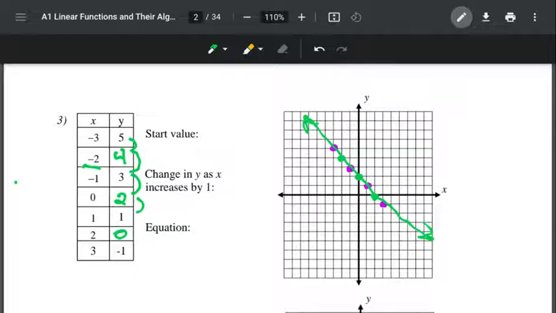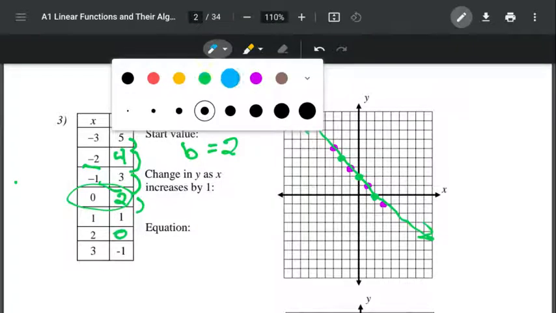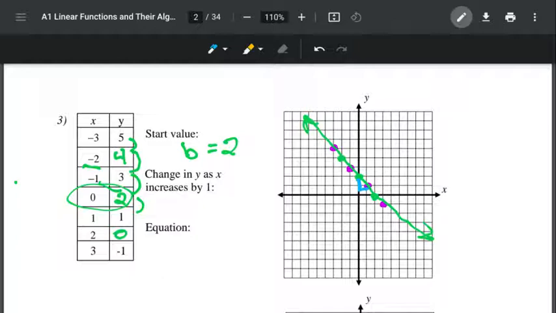Our starting value is our y-intercept, which is a 2. Change in y as x increases by 1 is another word for slope. So for our slope here, we're going down 1, right 1, I'm sorry, negative 1 over 1. So our slope we can say is negative 1. And our equation is y equals negative 1x plus 2.